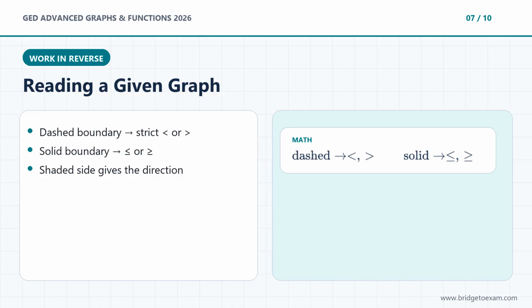You can also read an inequality from a finished graph. First, look at the boundary. Dashed means a strict inequality, and solid means it includes equal. Then, see which side is shaded, and pick a shaded point to confirm the direction. Boundary style plus shaded side together tell you the full inequality.